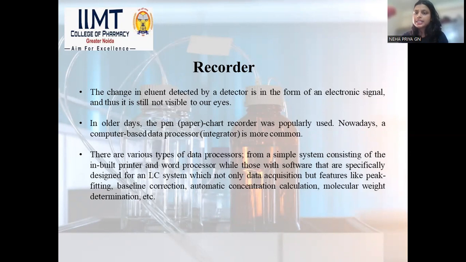to those with software specifically designed for HPLC, which not only does data acquisition but has features like peak fitting, baseline correction, automatic concentration calculation, and molecular weight determination. All of these are in the software, and the software is still being updated so we can get more results out of HPLC or any other instrument. So detectors and recorders are the most important parts in HPLC too.